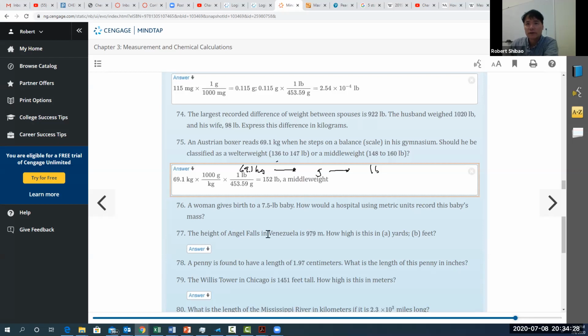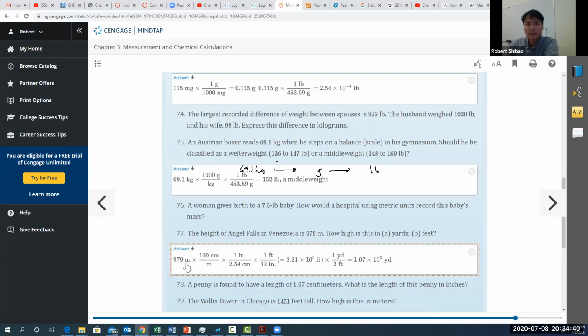The height of Angel Falls in Venezuela is 979 meters. How high is this in yards? So I don't go from meters to yards directly. This is the way I do it. Well, let's see what the book did. Meters to centimeters, centimeters to inches, inches to feet, feet to yard. That's the best way to do that. I don't know what they're doing here. I just ignore that here.